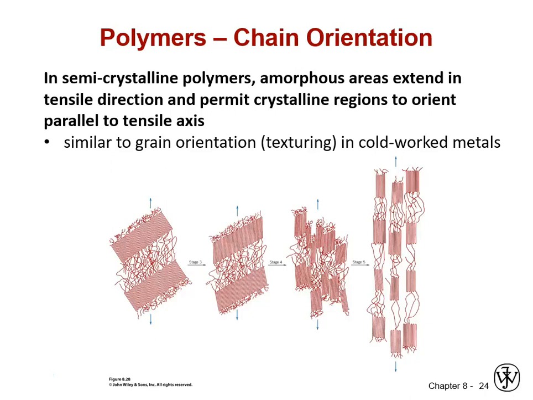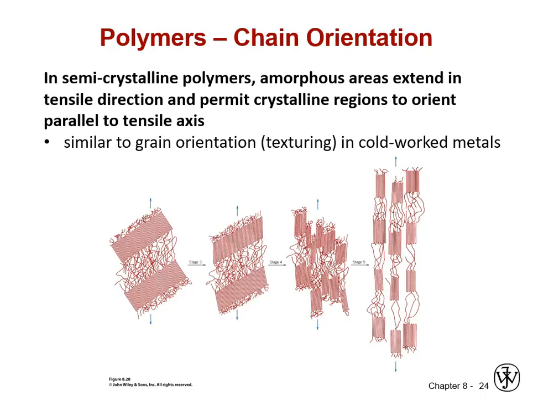So if we apply a stress, like say uniaxial tensile stress in the vertical direction, the first thing we're going to do is pull those crystalline areas apart a little. We're going to allow the amorphous areas between them, which move much easier, to start aligning. The crystalline areas are going to rotate such that their own chains are in line with the stress.